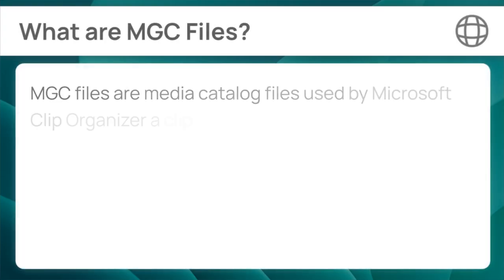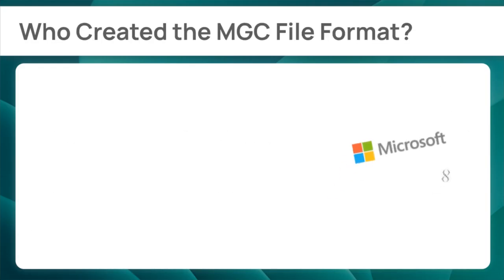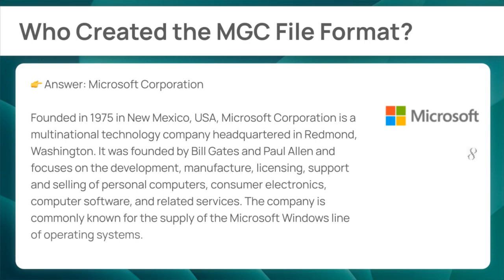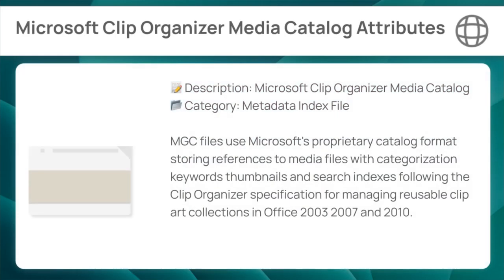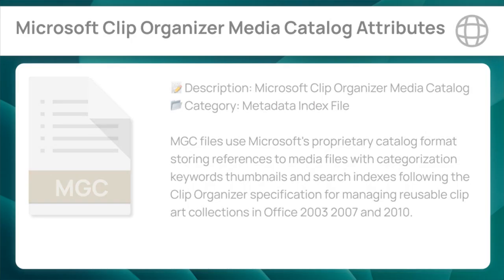MGC files are media catalog files used by Microsoft Clip Organizer, a clip art and media management utility included with older Office versions. They store organized collections of clip art images, sounds, and animations with metadata for use in Office documents. MGC files use Microsoft's proprietary catalog format, storing references to media files with categorization keywords, thumbnails, and search indexes following the Clip Organizer specification for managing reusable clip art collections in Office 2003, 2007, and 2010.